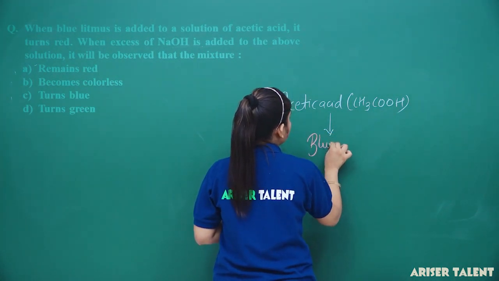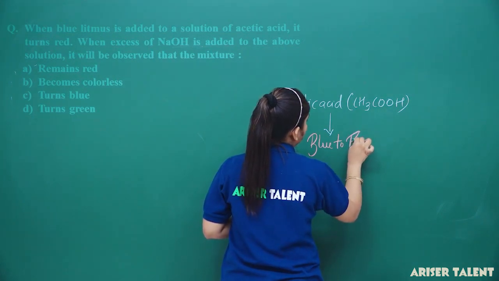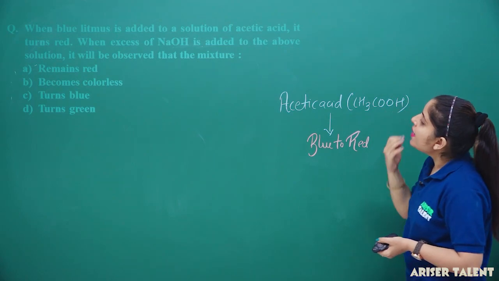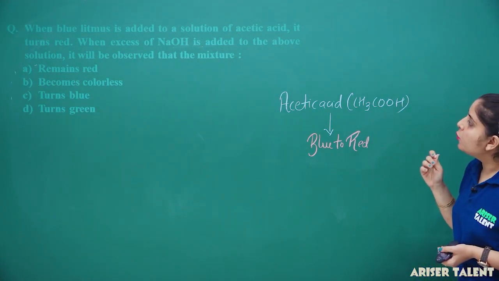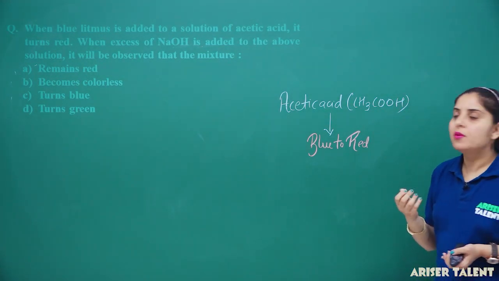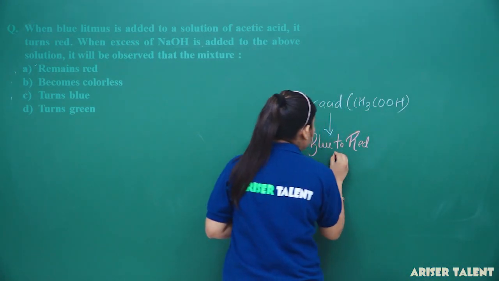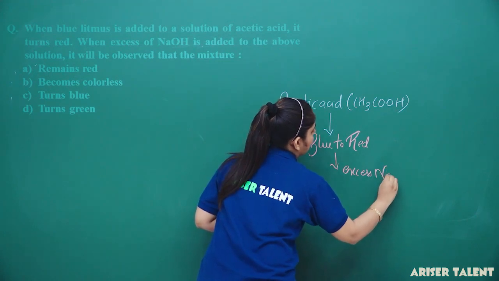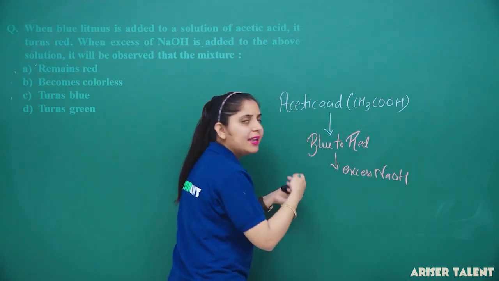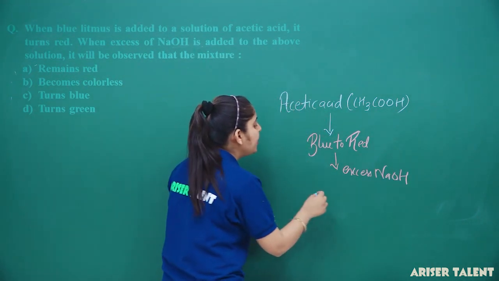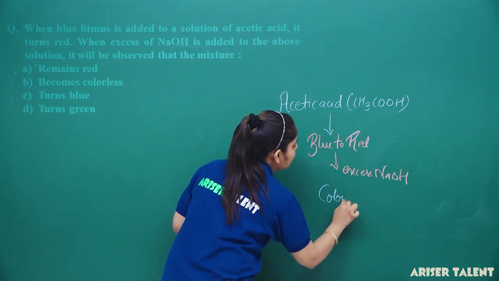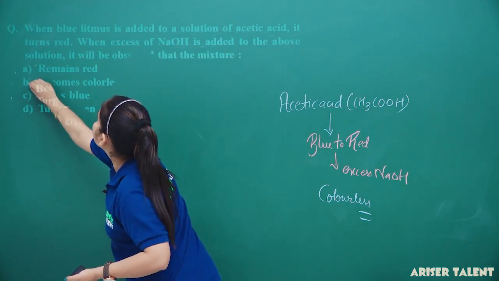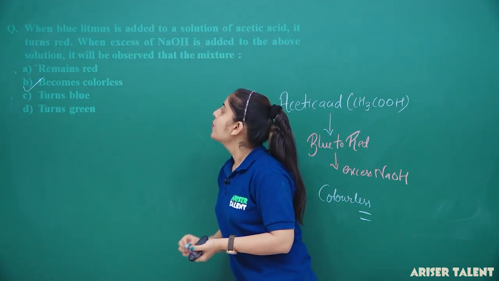It is forming blue to red. Now when excess of NaOH will be added to the above solution, what will be observed? If I am adding excess of NaOH to it, that is, if I am continuously adding base to the solution, what will happen to a certain extent? The solution will turn into the colorless one. So the correct option will be the solution will become colorless.